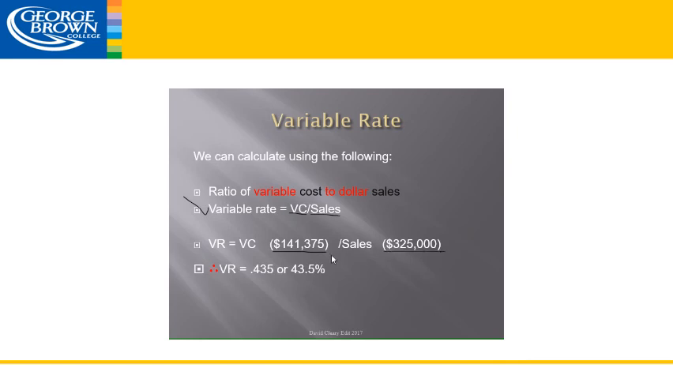If we do the math, divide one by the other, we get our variable rate of 0.435, or 43.5%. That's to say that our variable costs in this particular scenario were 43.5% of our sales.